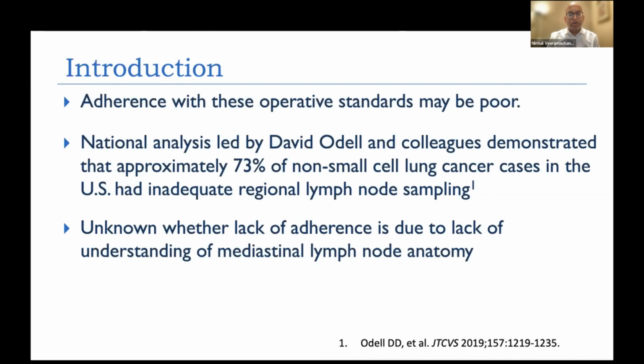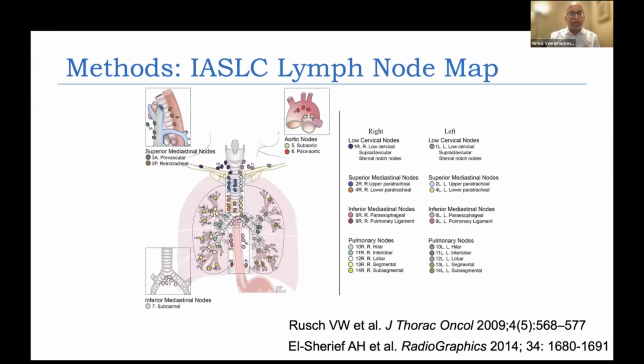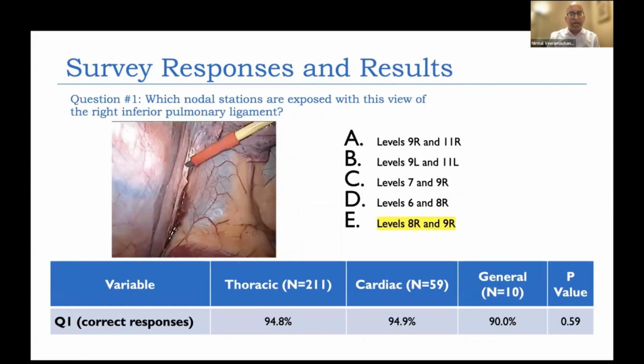Jeffrey had presented all of these data at the last STS meeting, so this is a very abbreviated version of his presentation. And we know that this is important. I'm not going to go over the same data again. We follow the standard IASLC lymph node map for definition of lymph nodes. And these were some of the basic questions. For example, in question 1, which nodal stations are exposed with this view of the right inferior pulmonary ligament?